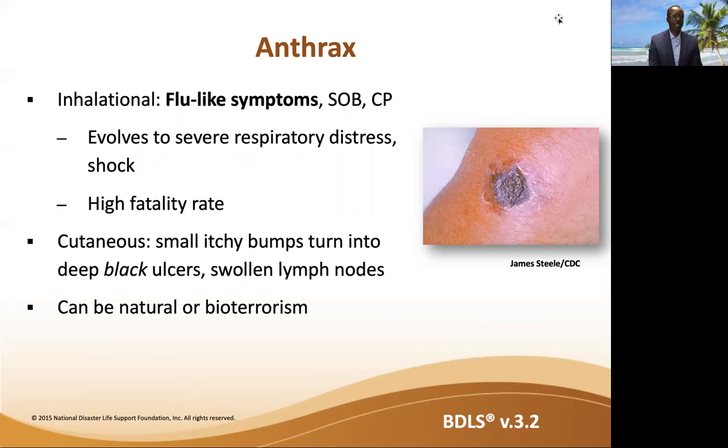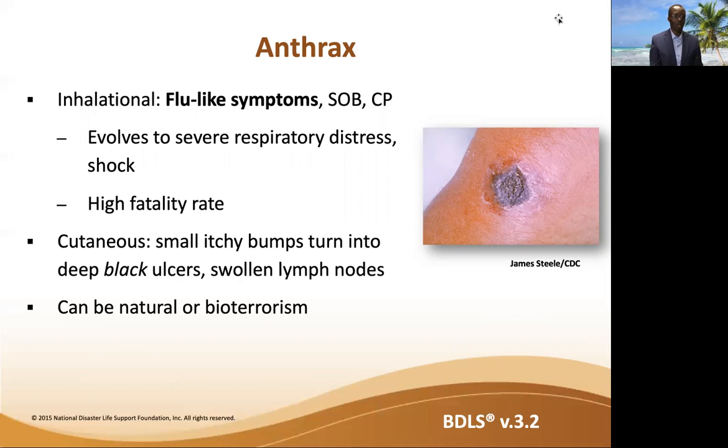Cutaneous anthrax is isolated to lesions on the skin. This typically begins with non-specific small itchy red bumps, but it progresses and grows into deep black ulcers. There is often surrounding swelling and swollen lymph nodes. Bacillus anthracis gets its name from the blackness of the ulcers. Anthracis is Greek for coal.